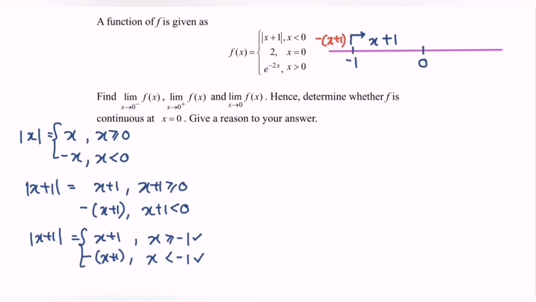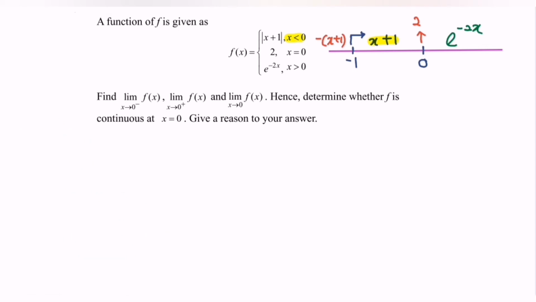Next, focus on the 0. For this case, where we have x less than 0, the function is x plus 1. So here we have the function. Next, we have x equals to 0, and the value would be 2. Next, we have the situation x greater than 0, where we have e to the power of negative 2x. So here we have the situation. Now kindly refer to the real number line. We have already illustrated the situation on a real number line.